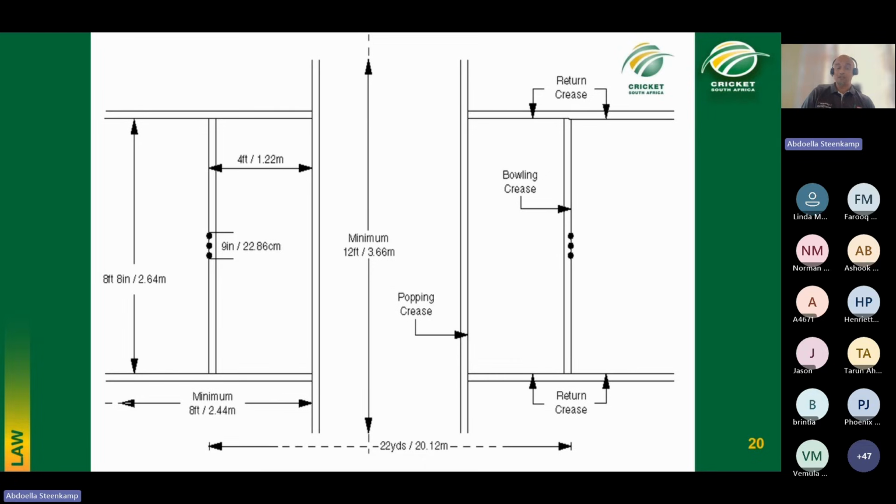So take note, you follow your arrows. If they're looking for the full bowling crease, you need to give the full length, 2.64. Similarly, with the popping crease, look at your arrows. If they show the full length, they're looking for 3.66. If they only show half that popping crease, they're only looking for half of 3.66.